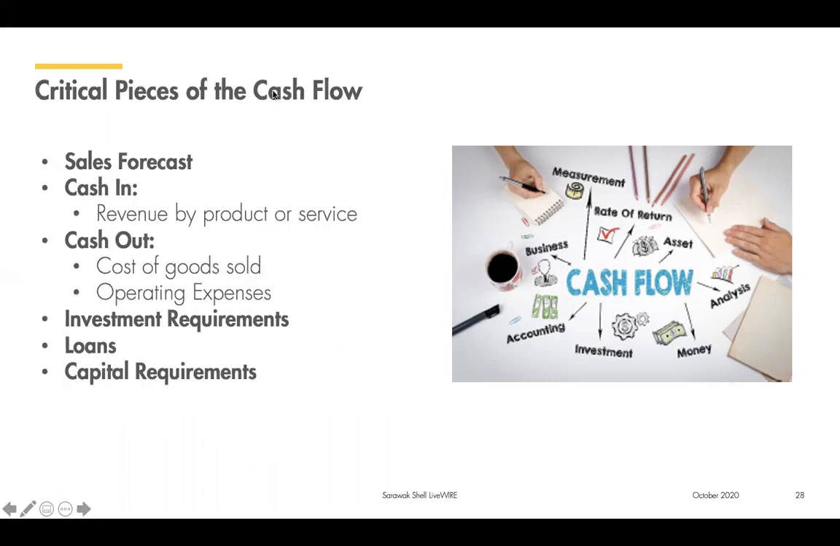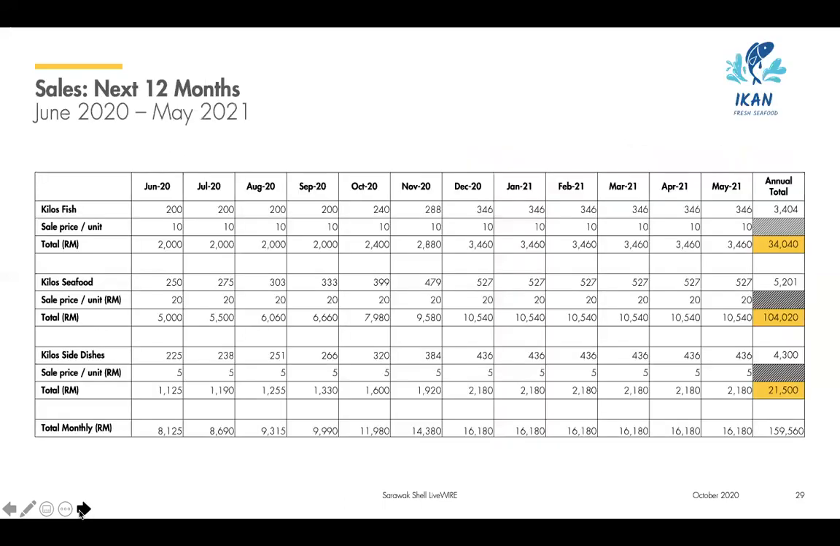So the critical pieces of a cash flow are a sales forecast; cash in, where the money is coming from; cash out, cost of goods sold and operating expenses; investment requirement if you're looking for investment; and loans and capital requirement. These are optional if you are looking for capital. So this is how it looks now.